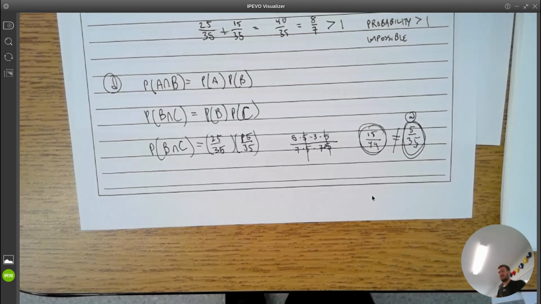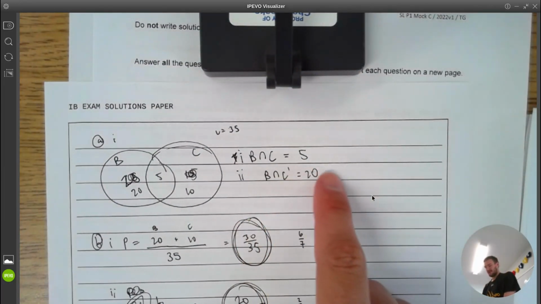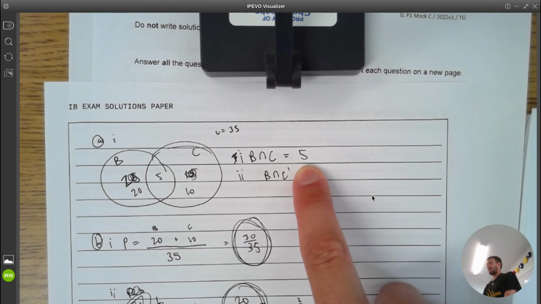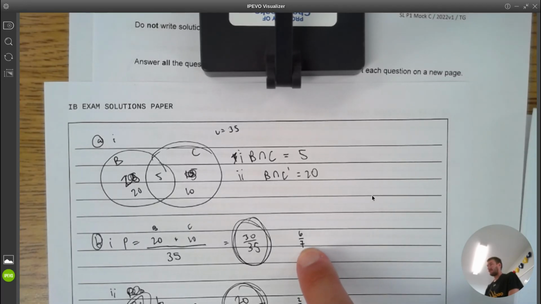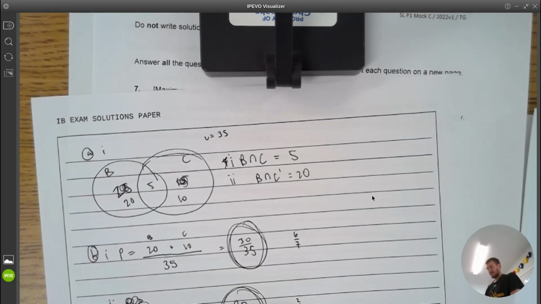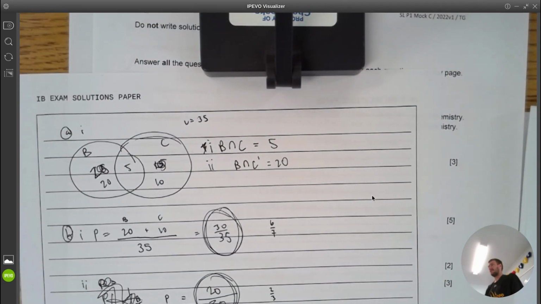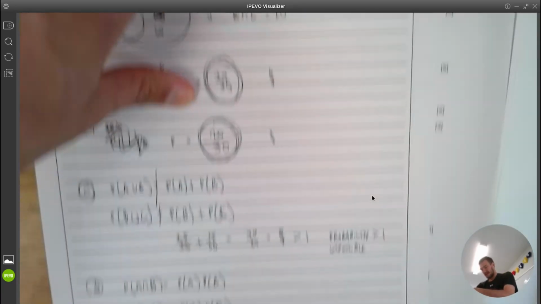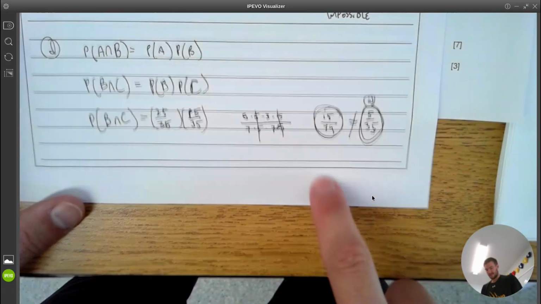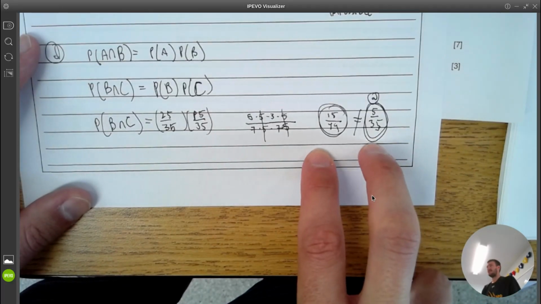How do these look, Weapons Master? For the first part, I got part 1 is 5, part 2 is 20. For part B, I got 6 out of 7 for part 1, 2 out of 3. For part C, I said, well, the probability is greater than 1. That can't happen. Excellent.